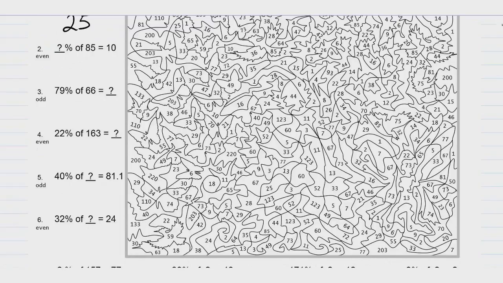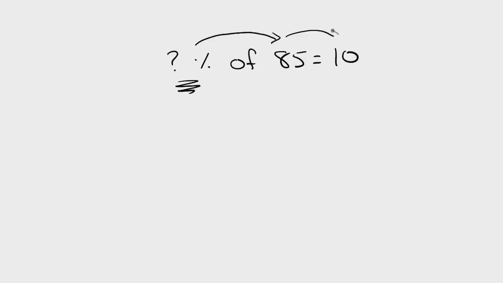Problem number 2. This is a little more difficult because you're missing the percent. We have an unknown percent of 85 equals 10. And on problem number 1, we actually had the percent, and all we did was take the percent, multiply it by the number, and it gave us the answer. But the problem with this one is we're missing this piece right here, so we cannot multiply.